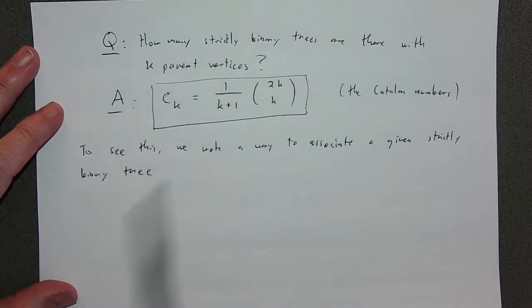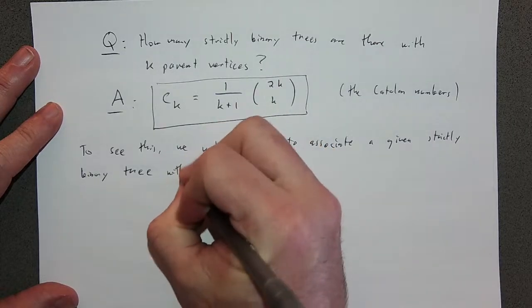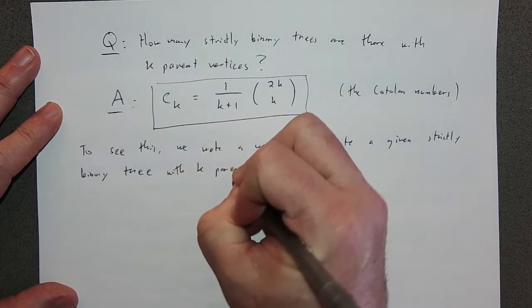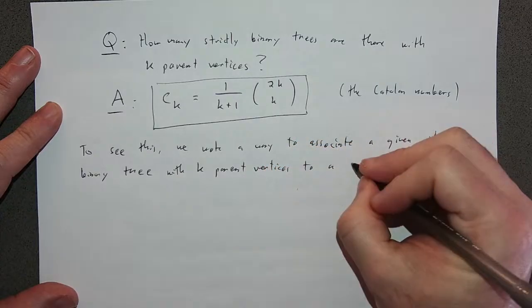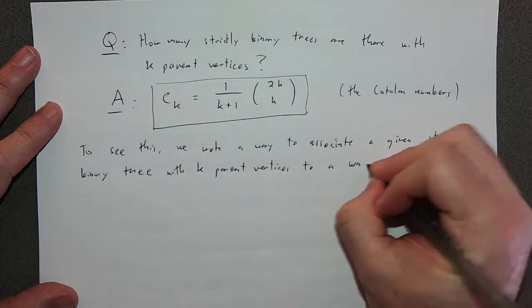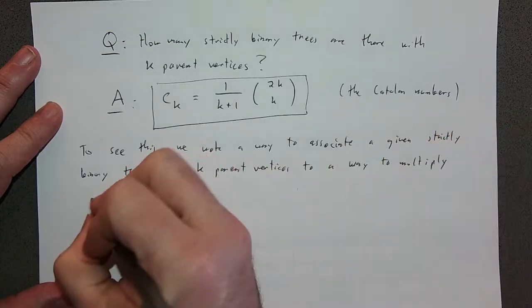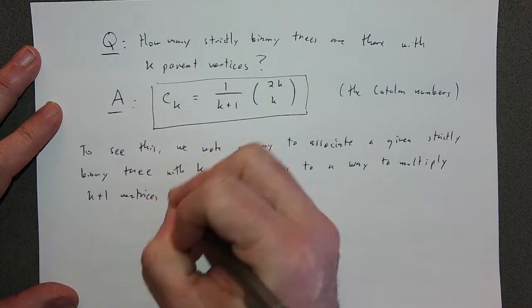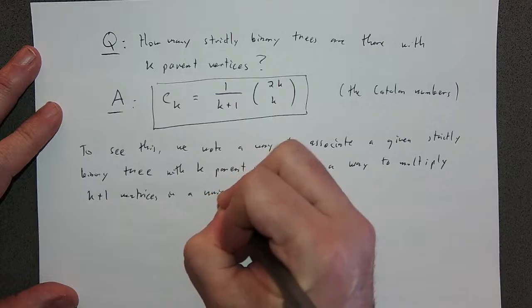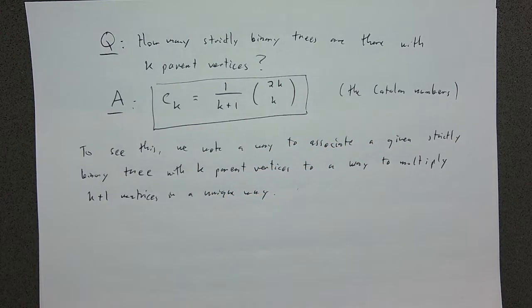So to see this, we note a way to associate a given strictly binary tree with k parent vertices to a way to multiply k plus 1 matrices in a unique way. This assignment is unique, is what I mean.